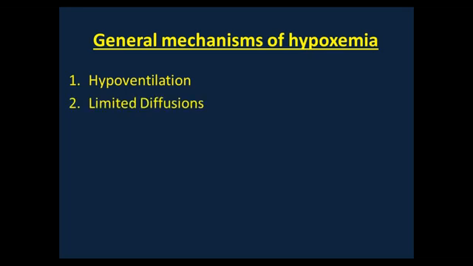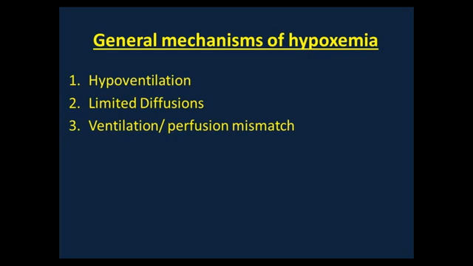General mechanisms of hypoxemia. It could be due to hypoventilation. If the carbon dioxide is high in the alveoli, then the partial pressure of oxygen will drop in the alveoli, and the consequence will be hypoxemia. Or it could be due to limited diffusion. With thickening of the alveolar capillary membrane, for example due to chronic lung diseases, then it might cause significant hypoxemia.